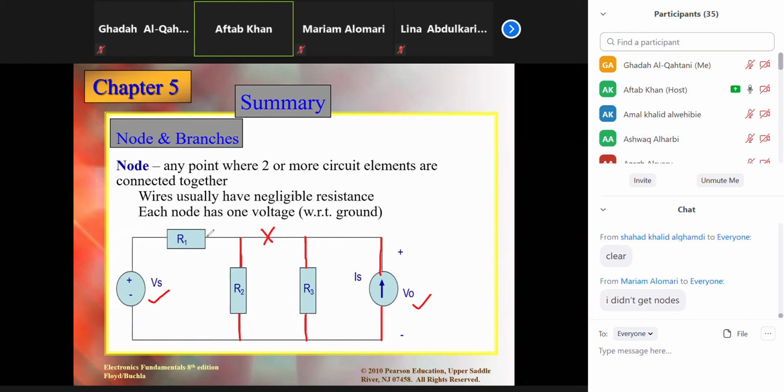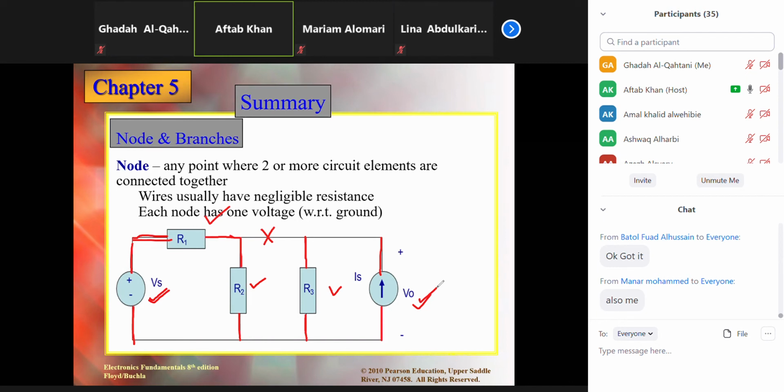Similarly, this is also a branch. This is also a branch. This is a branch, yani R1, and this is VS. So this is one branch, second branch, third branch, fourth branch, and fifth branch.